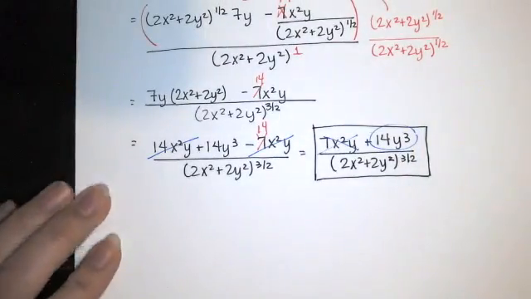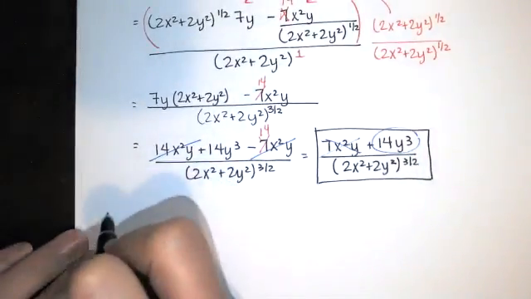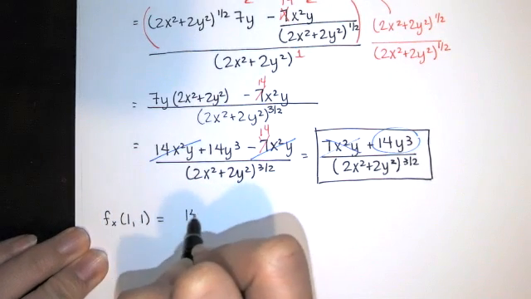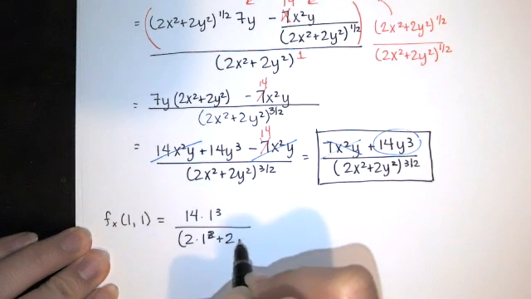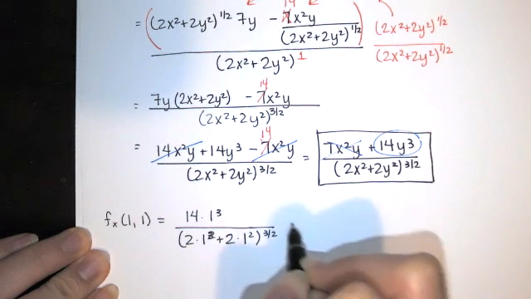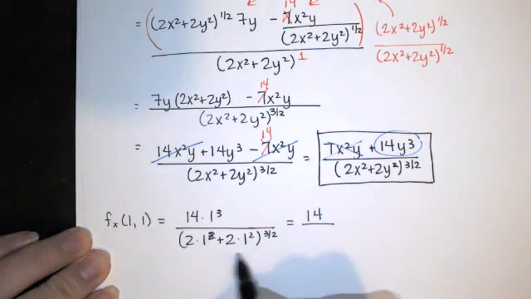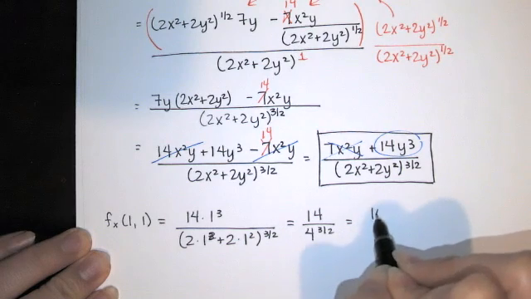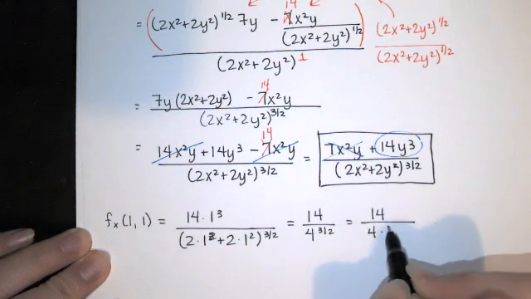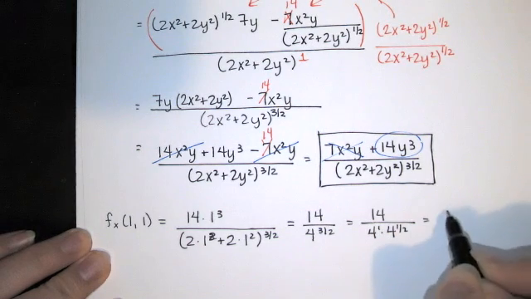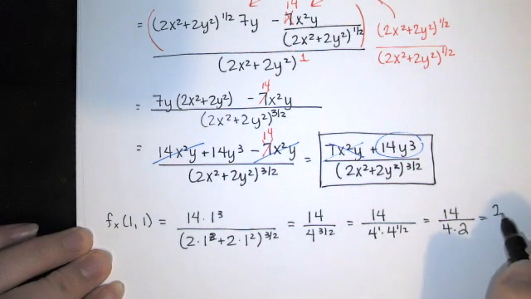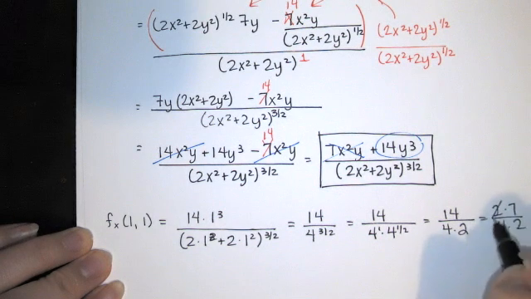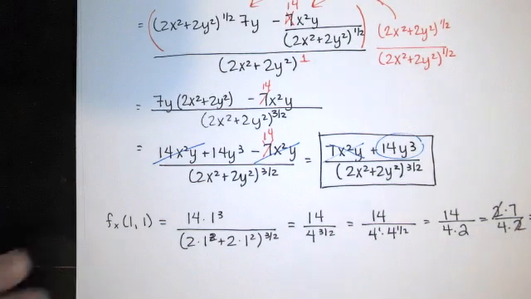Okay, so now if we want to evaluate this expression at x equals 1, y equals 1, we'll have 14 times 1 cubed over 2 times 1 squared plus 2 times 1 squared, raised to the 3/2. So we have 14 over 4 raised to the 3/2. So that's going to be 4 times 4 to the 1/2. Or if you prefer, you can call that 4 times the square root of 4, which is 2. This is 7 times 2 in the numerator, and the 2's reduce, so you end up with 7 over 4. So that's our partial derivative with respect to x evaluated at 1, 1.